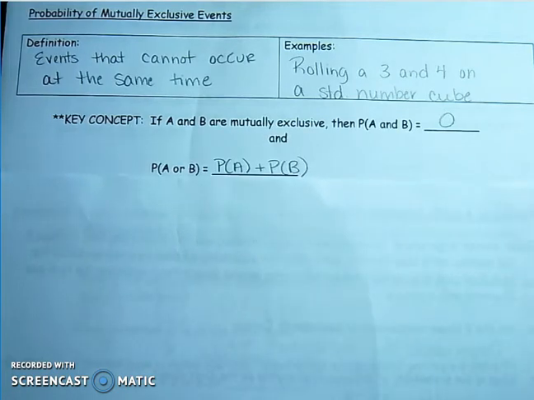But the probability of one or the other happening is probability of A plus the probability of B. So rolling a 3 and a 4 on a number cube is 0. Rolling a 3 or a 4 is 1/6 plus 1/6, 2 out of 6, because there's 2 of those numbers out of 6, or 1/3. So anytime you see the word and, it's multiplying, except for when it's mutually exclusive, and then that's 0. Anytime you see the word or, you always add.